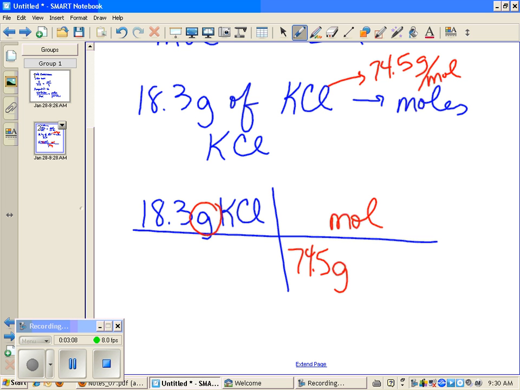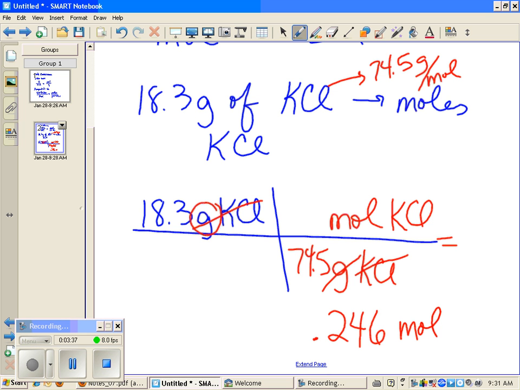When I do that, grams of KCl cancel out. The only thing left is moles of KCl. That's what I want. I do that math. Now, I have a number on top and a number on bottom, so I'm going to divide it. So I'm going to say 18.3 divided by 74.5, and my answer comes out to be 0.246, with 3 significant digits, moles of KCl.